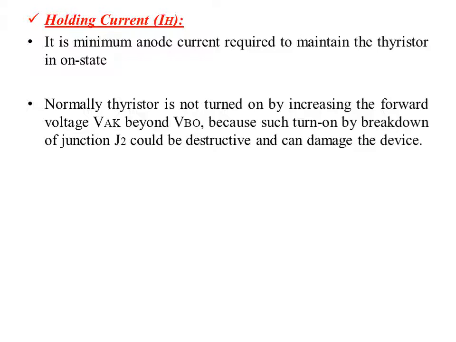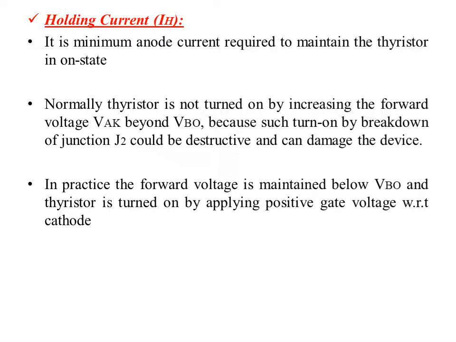Normally, a thyristor is not turned on by increasing the forward voltage VAK beyond the breakover voltage VBO, because such turn on by the breakdown of junction J2 could be destructive and may damage the device. So, practically, the forward voltage is always maintained below the breakover voltage VBO, and the thyristor is turned on by applying a positive gate voltage with respect to the cathode.